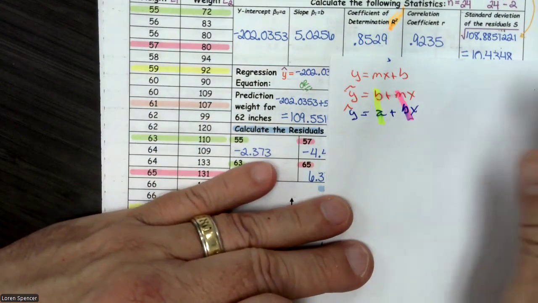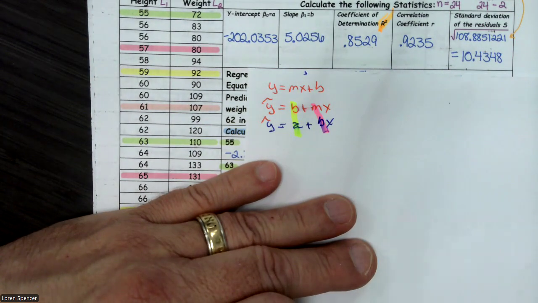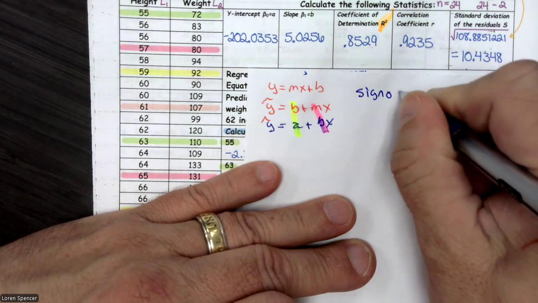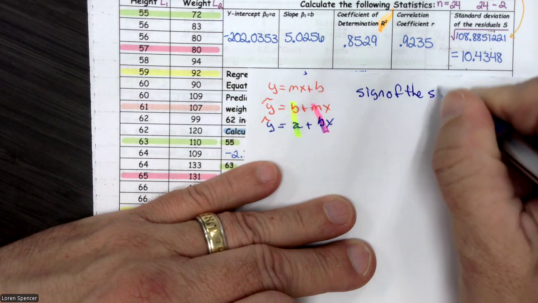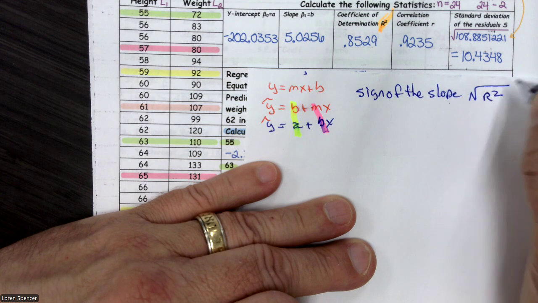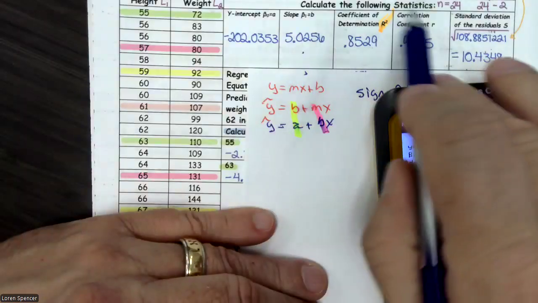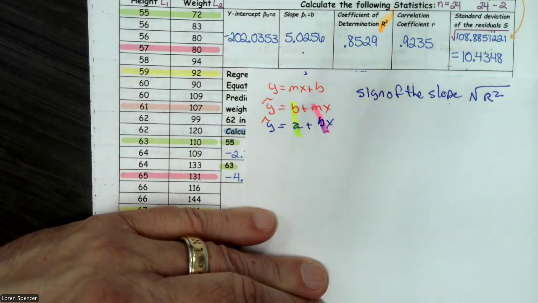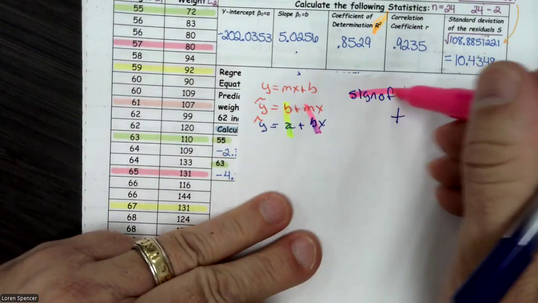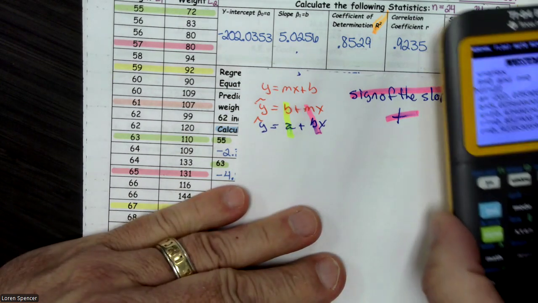But correlation coefficient is made of two things. It's made of the sign of the slope and the square root of r squared. So let's look at the sign of our slope. Oh, our slope is positive, so our correlation coefficient has to be positive. Sign of the slope, positive. Then we're going to take the square root of r squared.